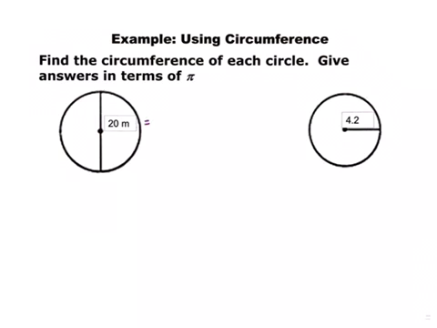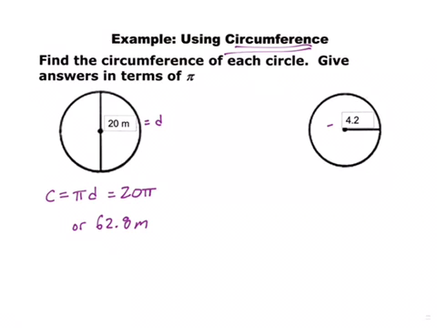So in this case, the 20 here is the diameter. So to find our circumference, we're going to take pi times diameter, which in this case would be 20 pi. If you're choosing to, you can also put this in decimal form, which would be right around 62.8 meters. And so remember, circumference is like perimeter. It's the measurement around the outside of the circle.